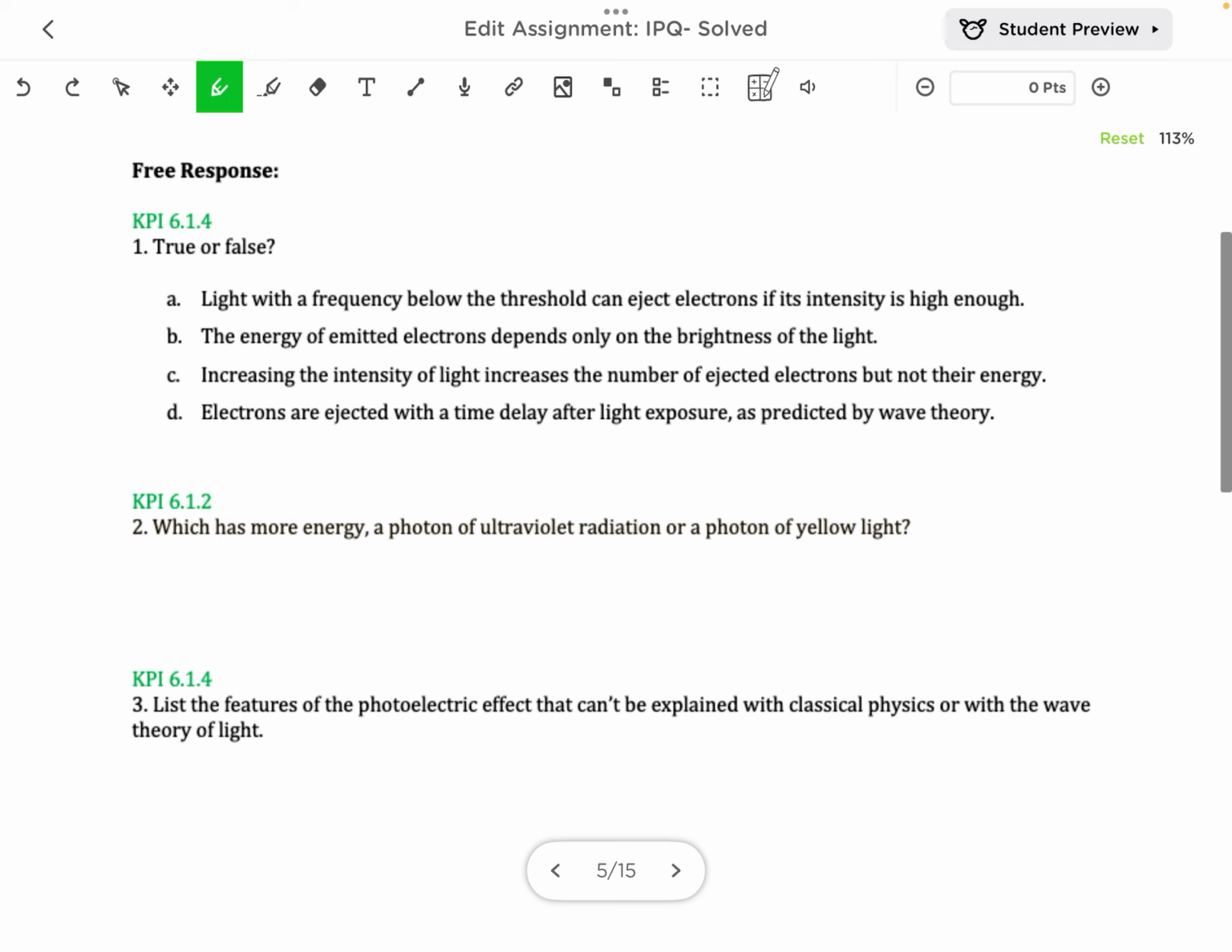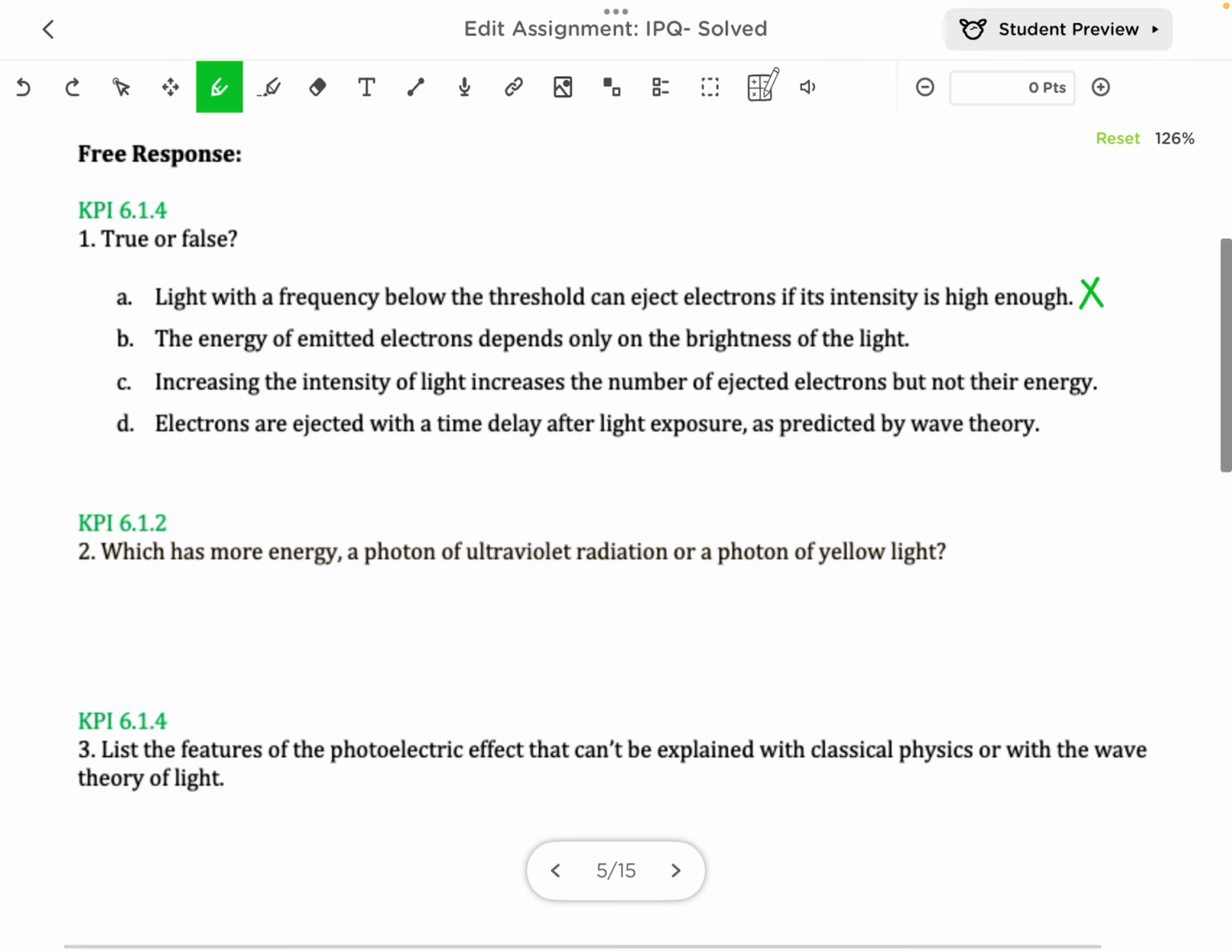Now, true or false: light with a frequency below the threshold can eject electrons? No, it cannot. The energy of emitted electrons depends on the brightness? No. The number of electrons depends on the brightness. Increasing the intensity increases the number of ejected electrons? Yes. Electrons are ejected with a time delay? There is no time delay.